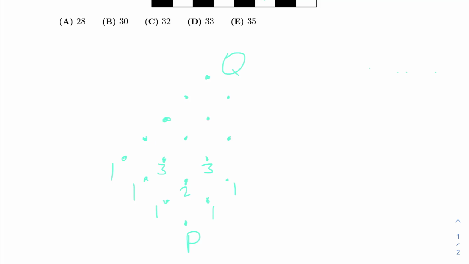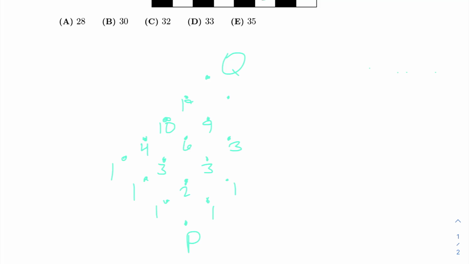To get to this point, we can come from this point and go to the right, or this point and go to the left. So there's 4 ways to get here. There's 6 ways to get here. 3 ways to get here, because the only way to get here is from this point and going right. There's 10 ways to get to this point, and 9 ways to get to this point.